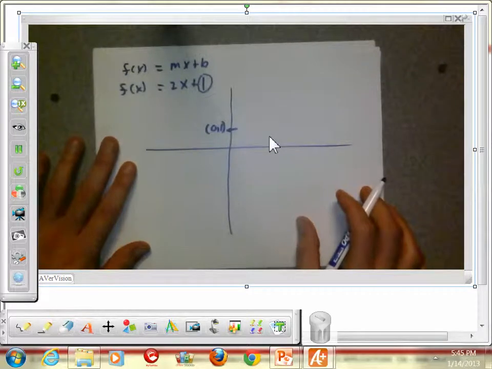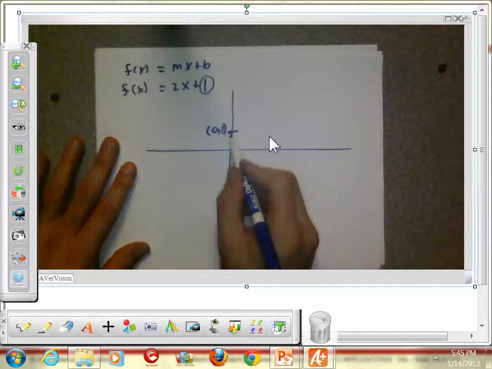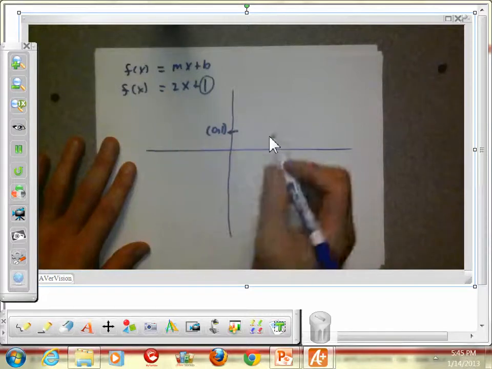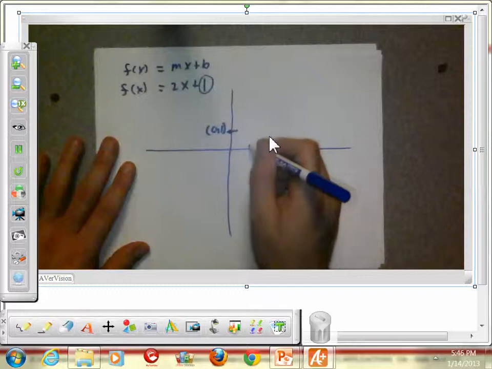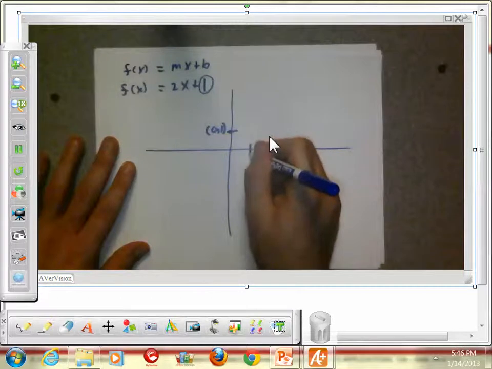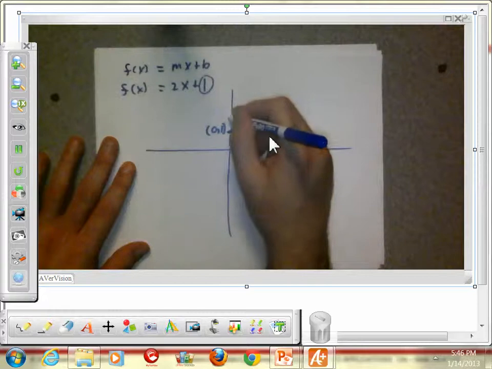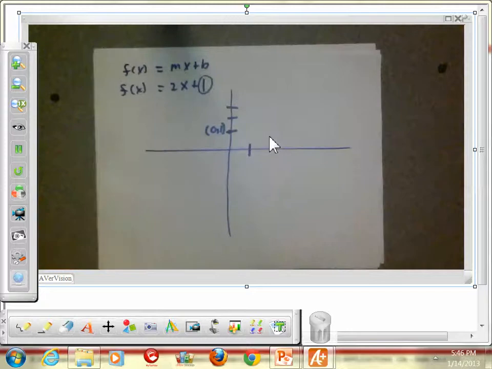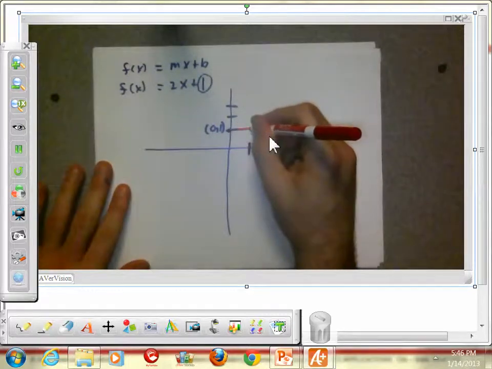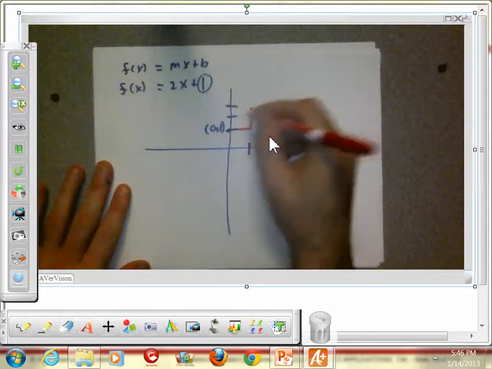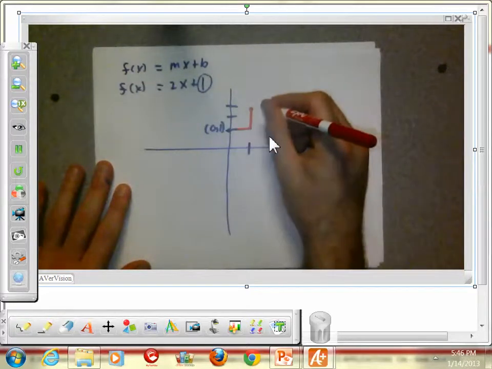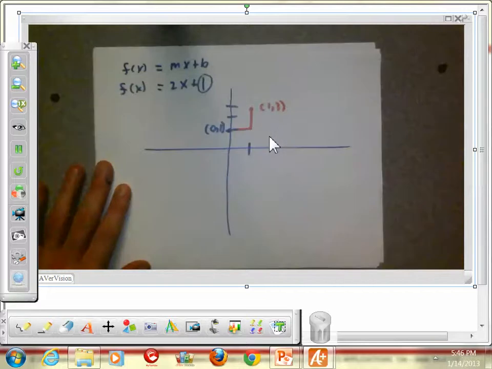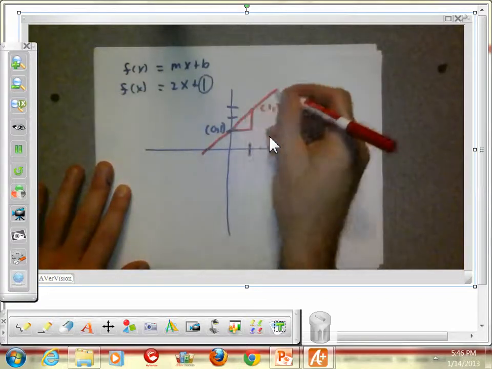Now, the slope is going to tell me that if I go from 0, if I go 1 unit to the right, I'm going to go 2 units up. Right? So I'll do this in a different color. If I start at this point, since my slope is 2, if I go 1 unit to the right, I go 2 units up. And this is going to be the point (1, 3). Okay? And I can just draw a straight line connecting those 2 points.